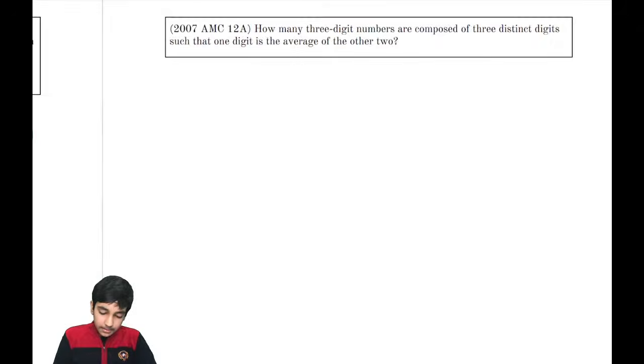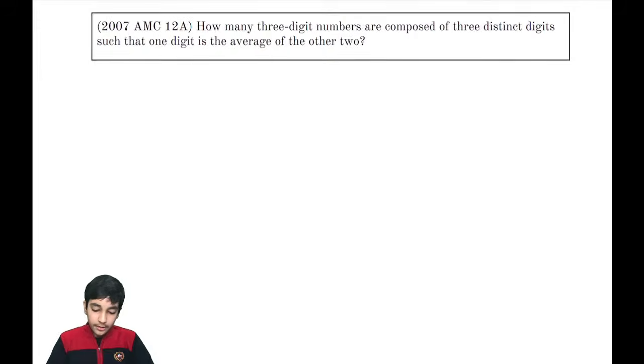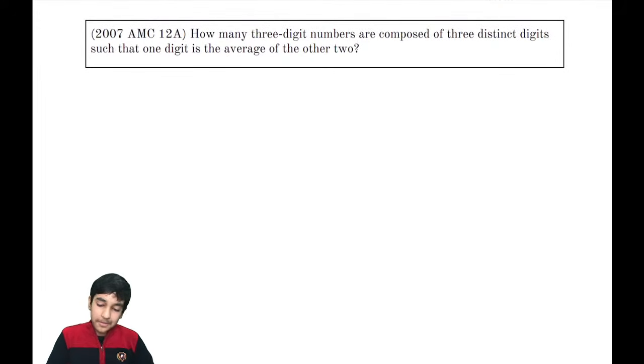Okay, now let's take a look at this problem. This is another cool problem. It's somewhat of a bashy problem, I should say. So, how many 3-digit numbers are composed of 3 distinct digits such that one is the average of the other 2?